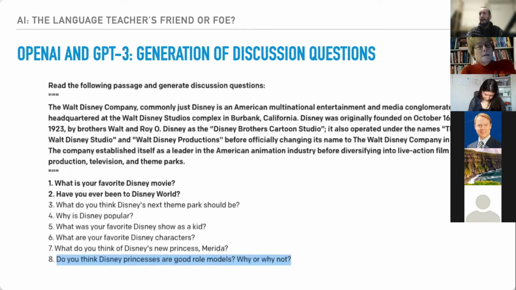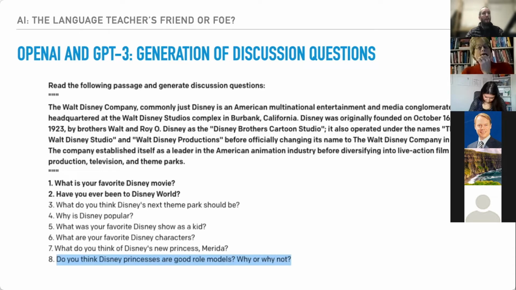Another thing that it can do is to generate discussion questions. I say we've got comprehension questions, and we often, as language teachers, also want students to discuss the themes or the implications of a text beyond the text itself. So here I copied and pasted an excerpt from Wikipedia about the Walt Disney Company. I provided some examples.